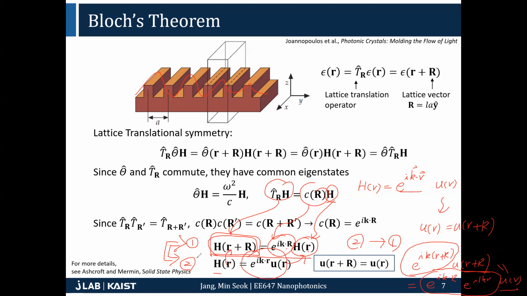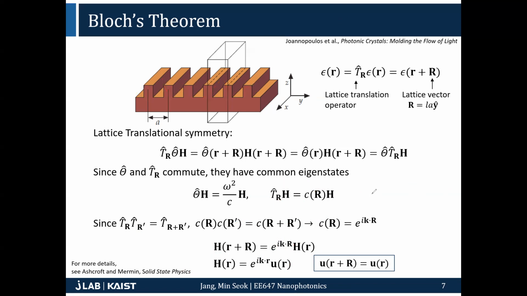And then from 1 to 2, the way you prove it is you divide this into parts. You can just take e to the i k dot r as equal to e to the i k dot (r + R) multiplied by e to the minus i k dot R. So this and that are the same. And then move this term to that side.